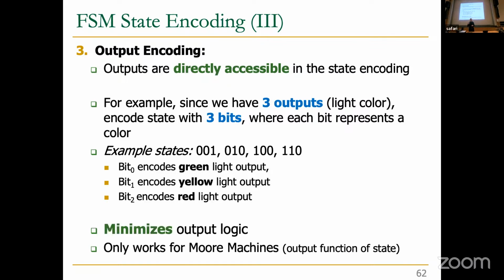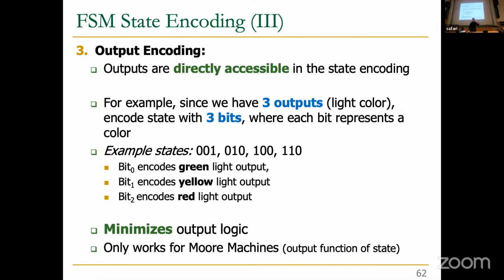And this works nicely for Moore machines, because in Moore machines, outputs depend only on the state, not on the inputs. Clearly, if outputs depend on the inputs, you cannot do that, right? You cannot encode the outputs inside the state encoding itself, right? Okay, so this is also good. This minimizes the output logic, but as I said, it has some limitations.